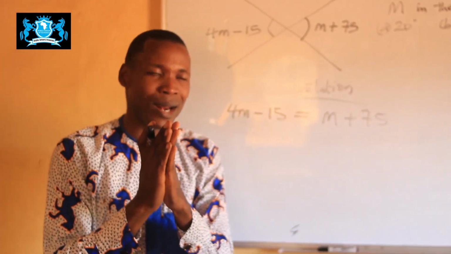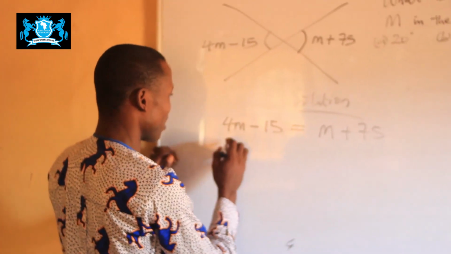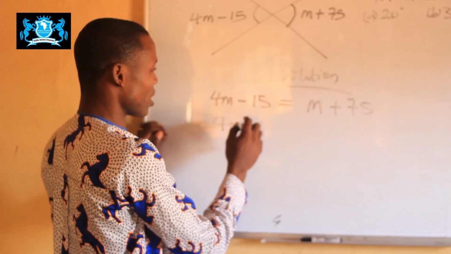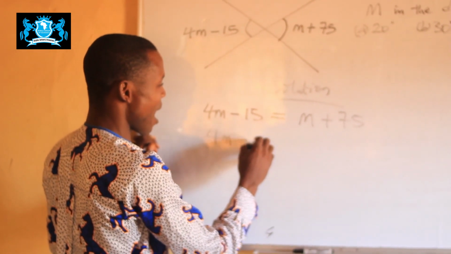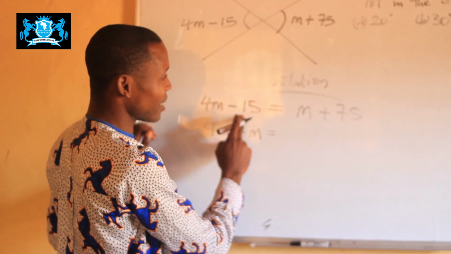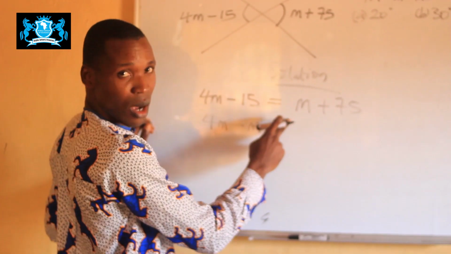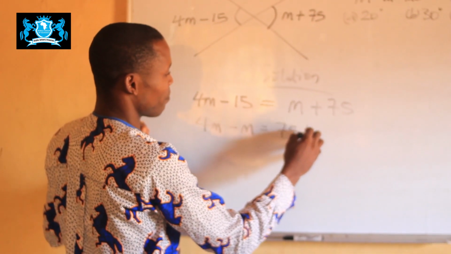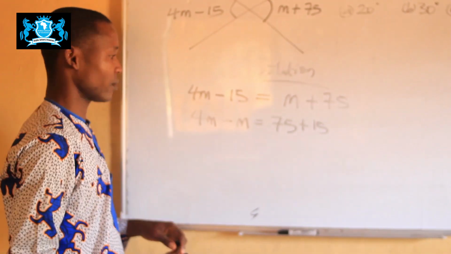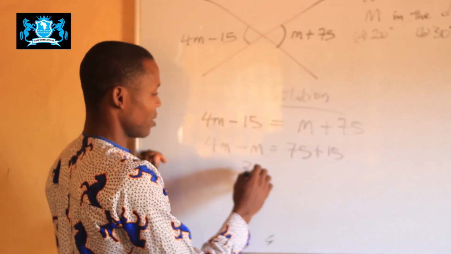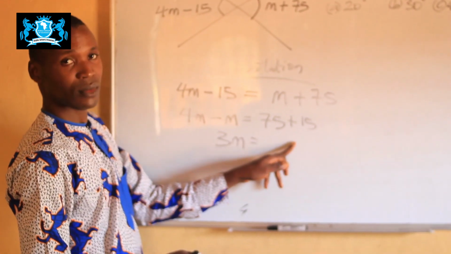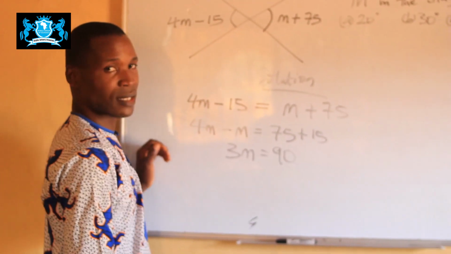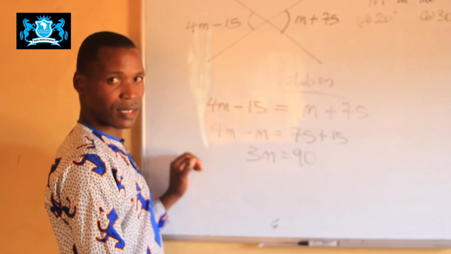What do we do? Collect your like terms. m will come over. 4m minus m. When m crosses the equality sign, it changes to minus. And 15, which has minus, becomes plus 15 when it crosses equality. So we now have 75 plus 15. 4m minus m will give you 3m equals 75 plus 15, which is 90.